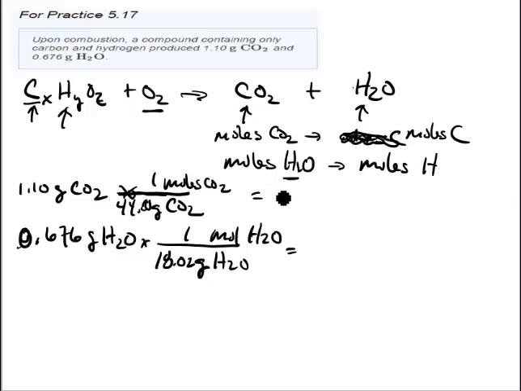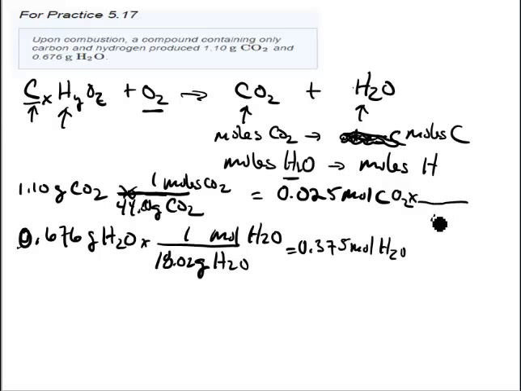We do that arithmetic, and let's see what we get. So that becomes 0.025 moles of CO2. I misspoke, these are moles of CO2. And then for the water, this becomes 0.0375 moles of water. And what we really care about now are the moles of carbon and the moles of hydrogen. So that's our next step.